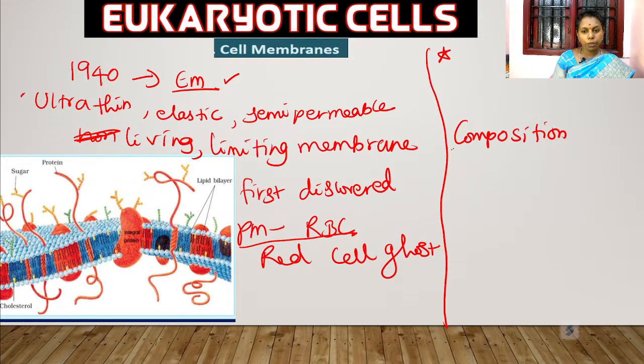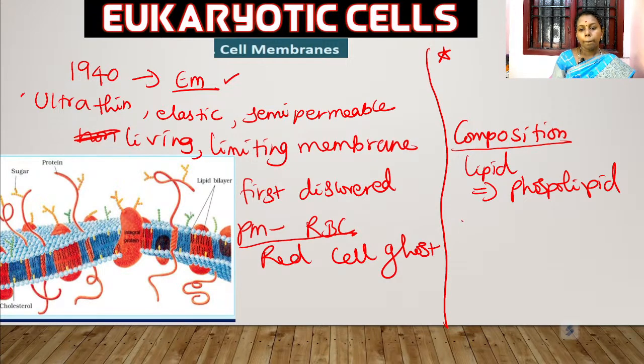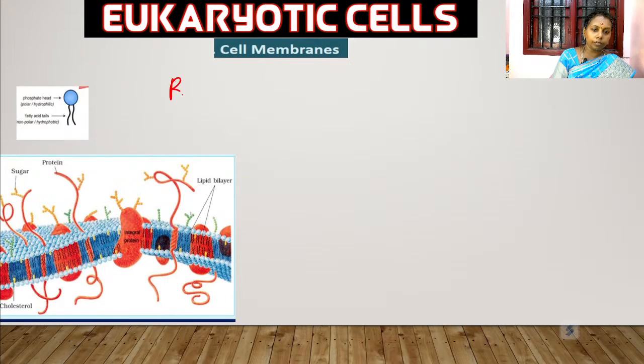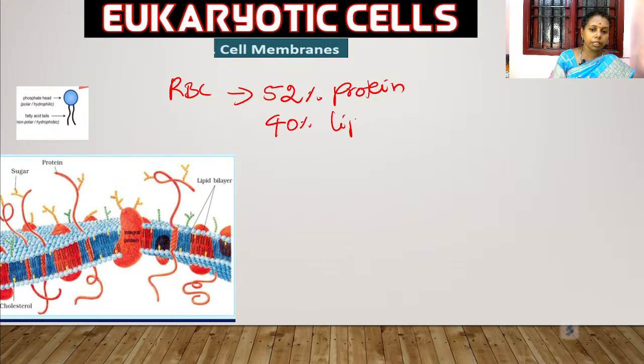So in the composition, lipid is maximum, and it is mainly phospholipid. Then protein will be there. Later on you have carbohydrate, hardly 5%, and 79% is lipid. But if you take RBC, you find 52% is protein and 40% is lipid. It's an exception.